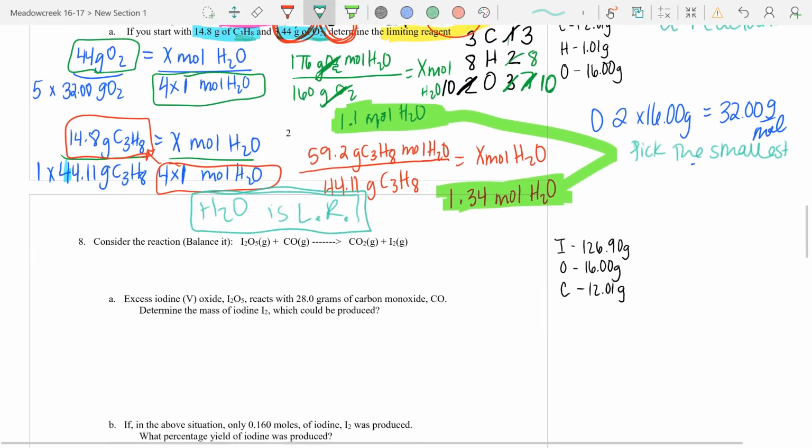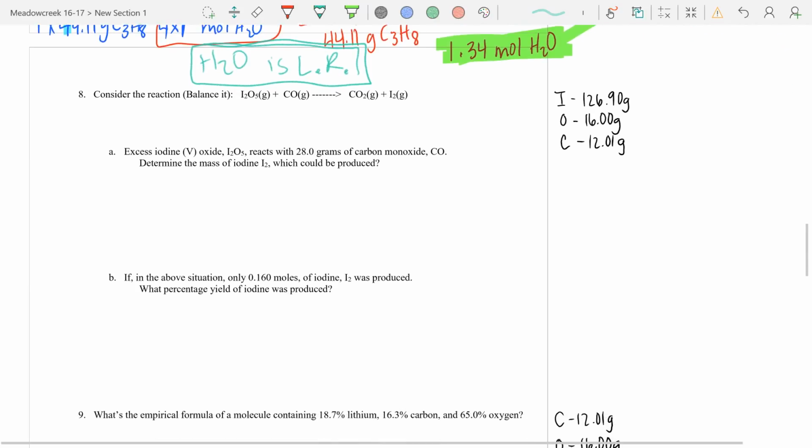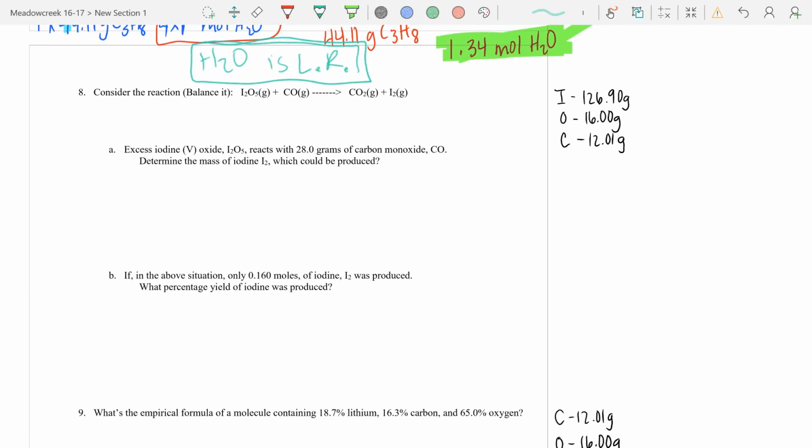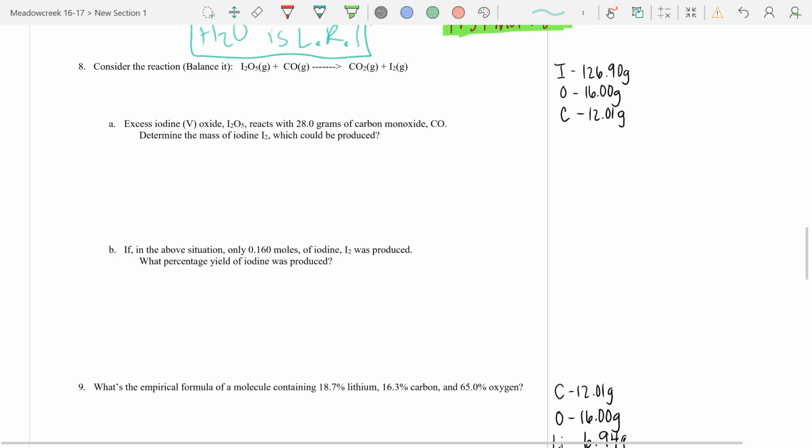So, what if we start with, or continue with, problem number 8? Now, problem number 8 has 3 different parts in it. You have to balance it. You have to do a conversion problem with our cross multiplying. And you also have to calculate our percent yield. Now, let's go ahead and just dive right on in.